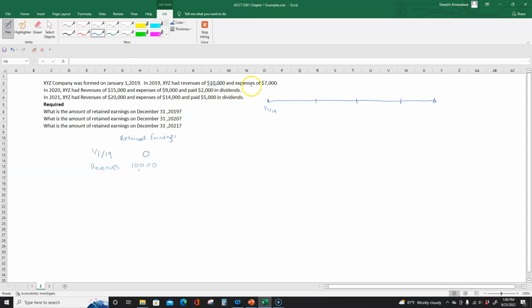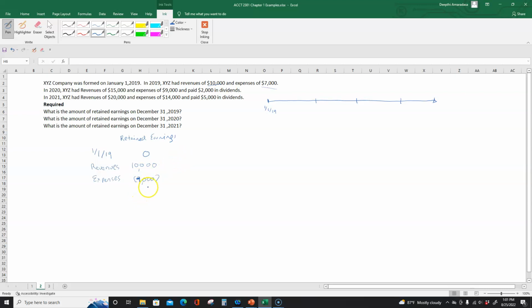Then they told us that there was $7,000 worth of expenses. Well, what effect does expenses have on retained earnings? We said that expenses has the effect of decreasing retained earnings. So I'm going to put that 7,000 as a negative number.